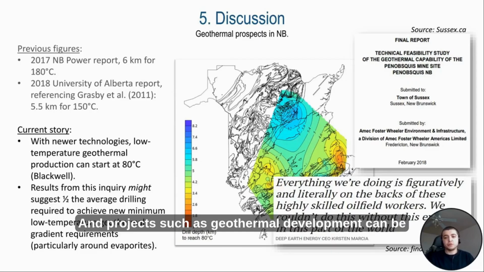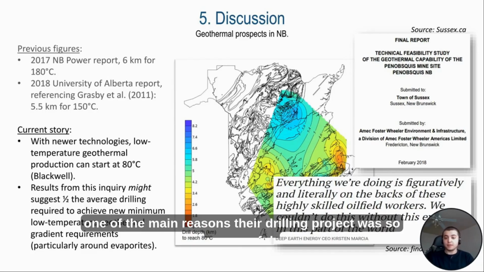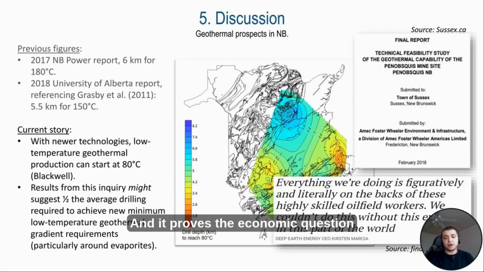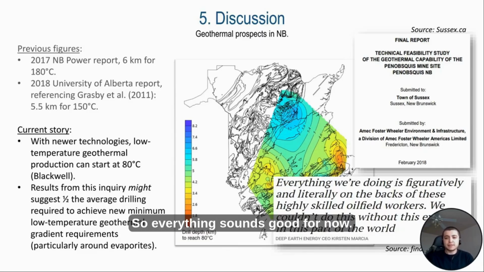And projects such as geothermal development can be of economic benefit across the board. The sedimentary basin geothermal well in Saskatchewan cited knowledge that was stored in the blue-collar oil and gas workforce as being one of the main reasons their drilling project was so successful. And it proves the economic question about geothermal energy is really more than just about reducing drilling costs down to the smallest possible number. So everything sounds good for now.